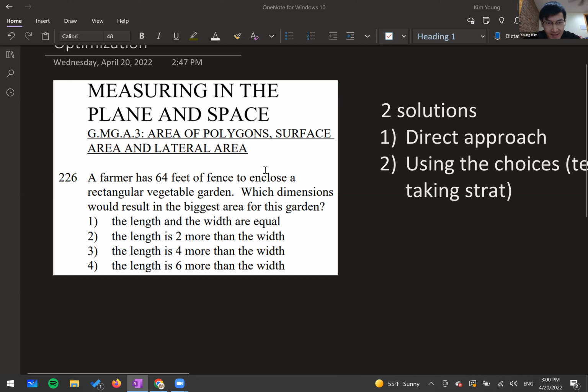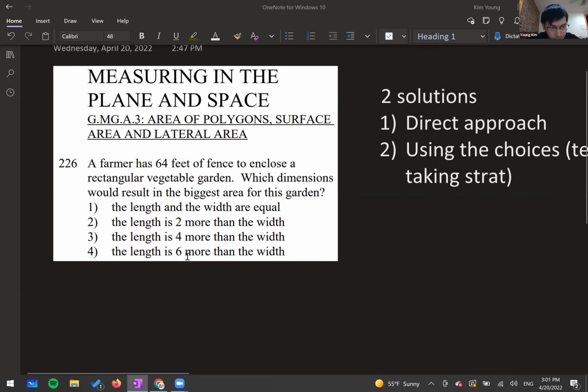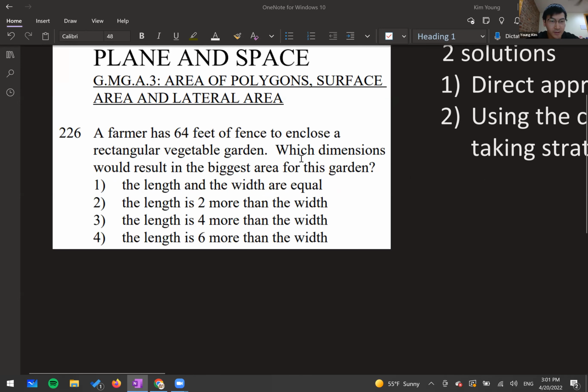All right, so that being said, I'm going to provide two solutions. The first one's going to be a direct approach, without multiple choice. And the second one will be a method where you can use the multiple choice and do some reverse thinking to get the answer. I personally like number one, but they're both good depending on your situation. So look at this question, read over it, pause the video, try it, and then we'll talk about it. Okay, great. So here, a farmer has 64 feet of fence and encloses this, yada, yada, yada.